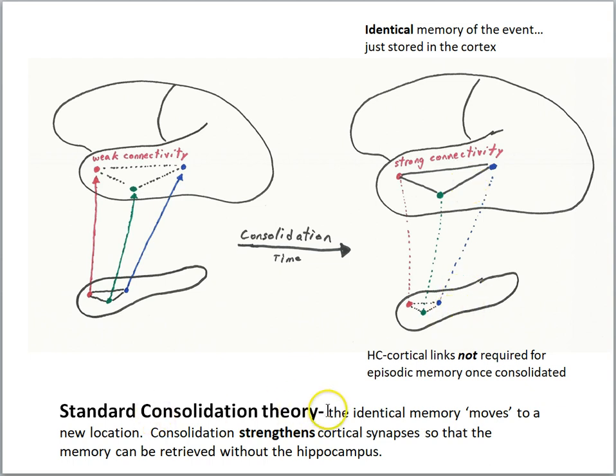Now, standard consolidation theory made some important claims that have been challenged. The idea here was it's the identical memory for the event that is simply, in a sense, moving locations. We had a hippocampal memory trace, we had a weak cortical memory trace, and what happens over time is a shift in the strength of the memory traces, so that now the cortical memory trace gets strong, and you don't even need the hippocampus anymore for retrieving this memory. So the idea was it was the identical memory of the event, it's just stored in the cortex, and the hippocampus cortical links are not required for episodic memory once it's consolidated.